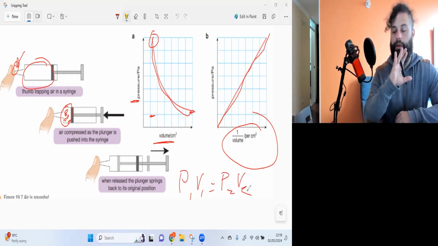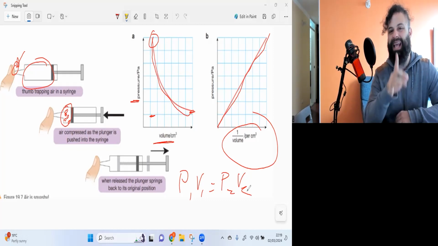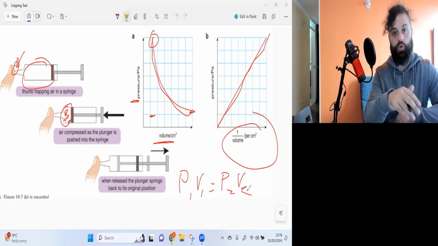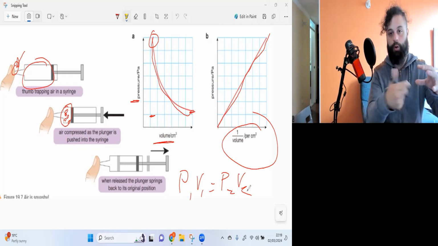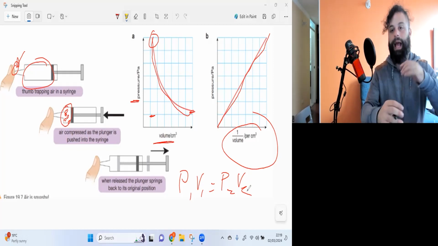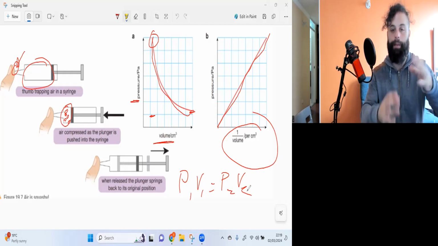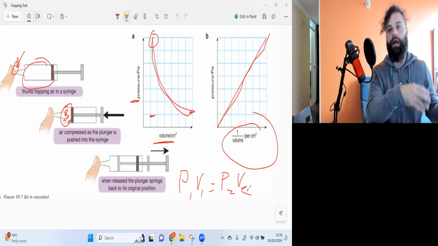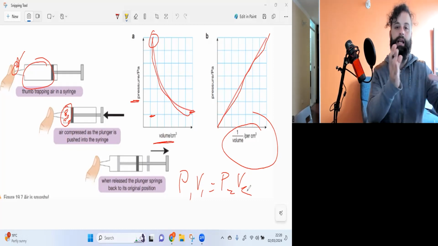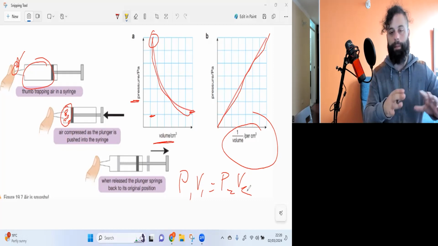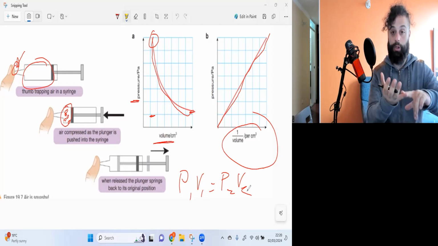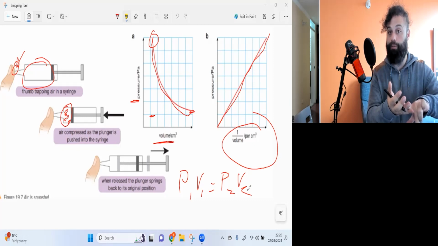And now this formula only works if you keep several things the same. The number of molecules, so you don't add extra molecules into your container, as well as the temperature. Remember, as you heat up something, the molecules gain more kinetic energy and then the pressure increases. So you have to keep a constant temperature and a constant number of molecules.